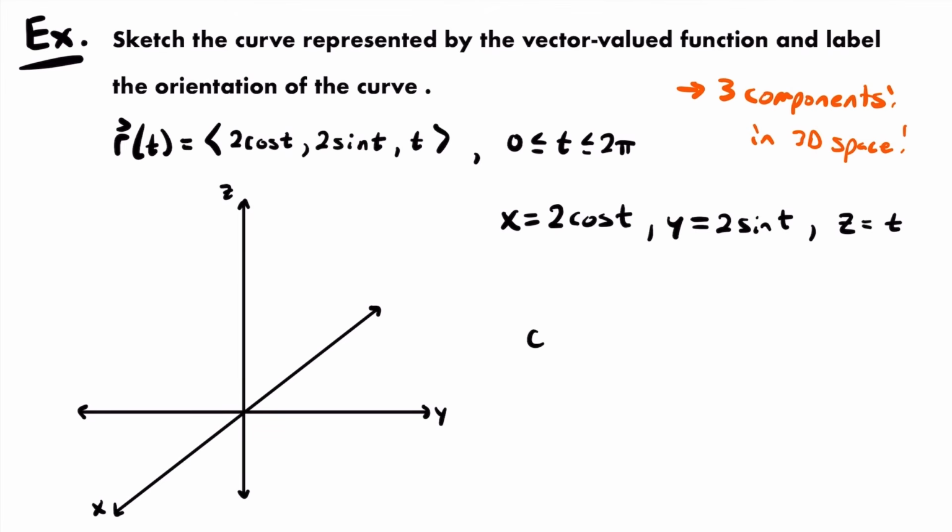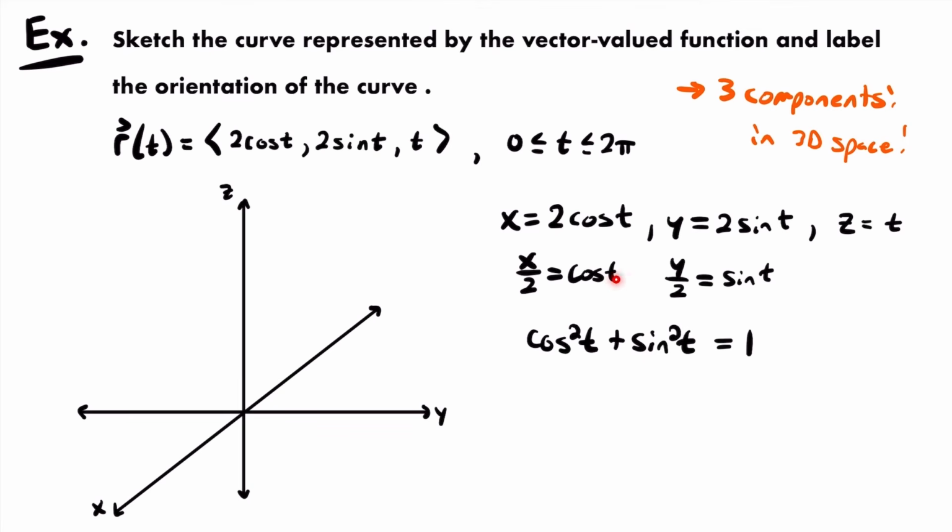Okay, remember that cosine squared t plus sine squared t, or any variable that you put in for cosine or sine, as long as it's the same variable, if you add both of them squared, that's equal to 1. So if we solve for sine t in this equation and solve for cosine t in this equation, we can plug them in, square them, and we'll have the equation of a circle. All right, so for our x component, if we divide both sides by 2, we'll have x divided by 2 equals cosine t. And then for the y component, if we divide both sides by 2, we'll have y divided by 2 is equal to sine t.